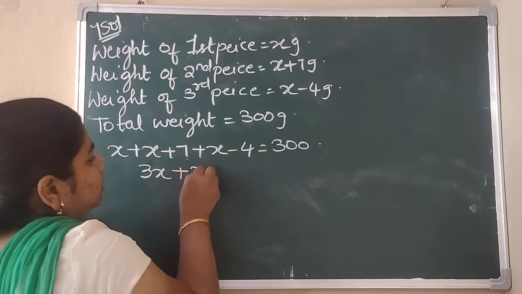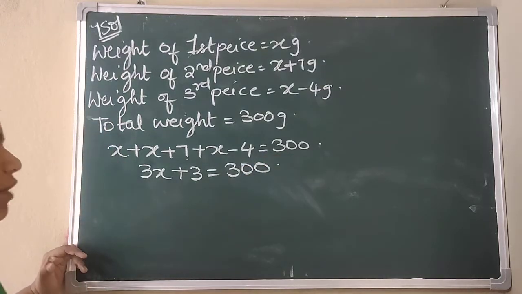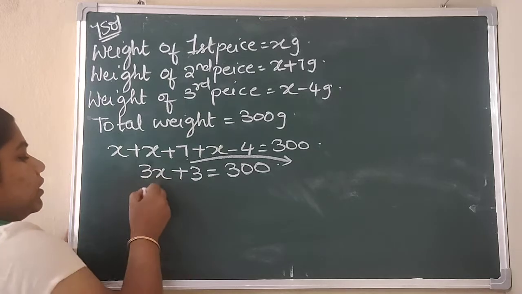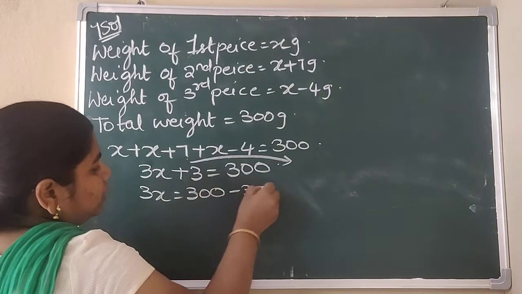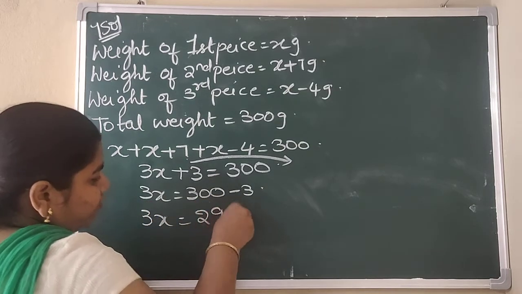So plus 3 is equals to 300. Now you send this 3 to other side, that will be converted to subtraction. So it is 3x is equals to 300 minus 3. So 3x will be equals to, this will be 297.